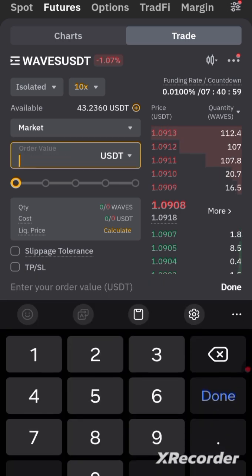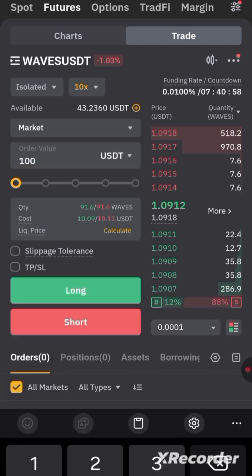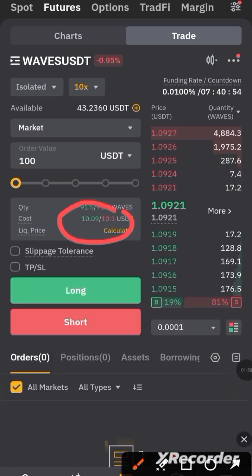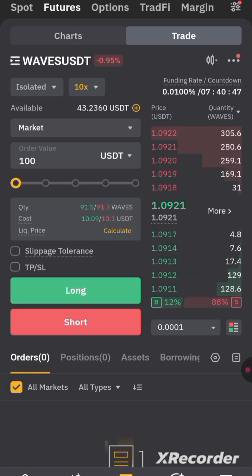This is where you're going to see the total amount you are using. Can you see? This is $10. So now let me enter this particular trade. I want to open a long trade, and don't forget, after you do your technical and fundamental analysis, you can decide to open a long or a short trade. But in this particular video, I just want to open a long trade so that we can all understand it very well. Then I'll click on long.